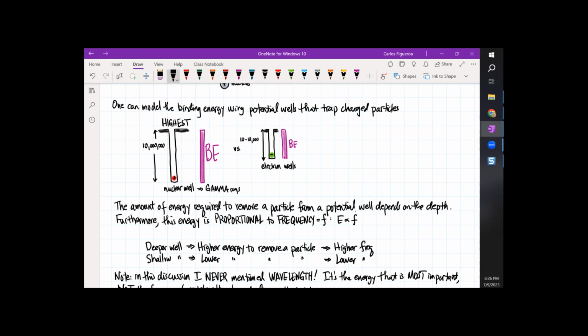So then when I look at electron wells, all of the other energies, in other words, from X-rays to UV to visible, all the way to infrared to radio waves. Remember, I said microwaves are part of the radio wave spectrum. They're all produced by electronic wells, and that's why they have lower energy. But gamma rays have the highest energy because the wells are about 1,000,000 times deeper.